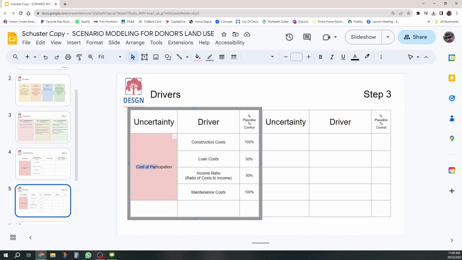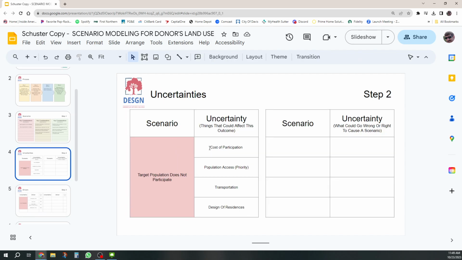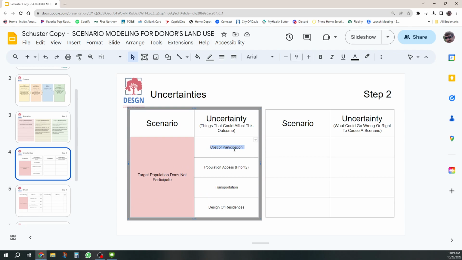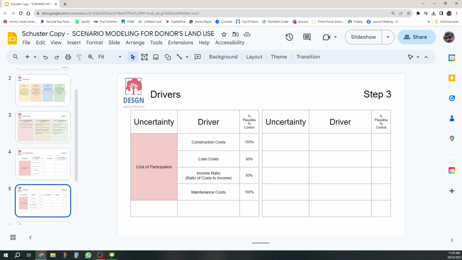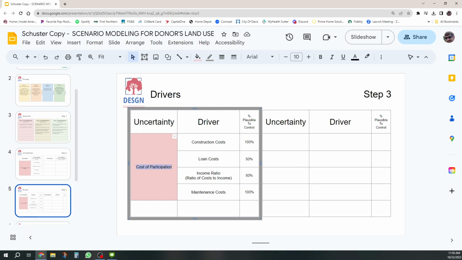So let's look at cost of participation. I've taken this one and I'm only looking at this box right now. Target population does not, so you can see how big this can get. Okay, we're working on getting a spreadsheet designed that would help us work with this. So you can see cost of participation is one of the uncertainties that could mean that our target population does not participate. Okay, so what are some of those uncertainties? Or what are some of the drivers of cost of participation?